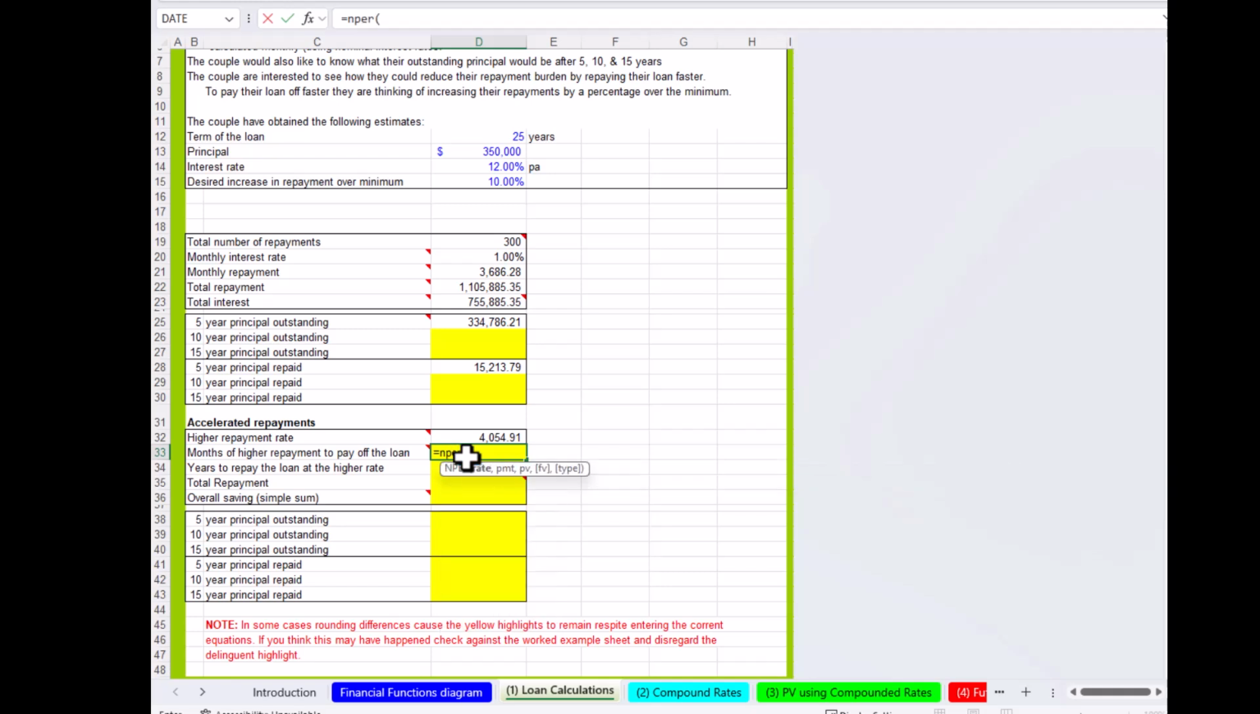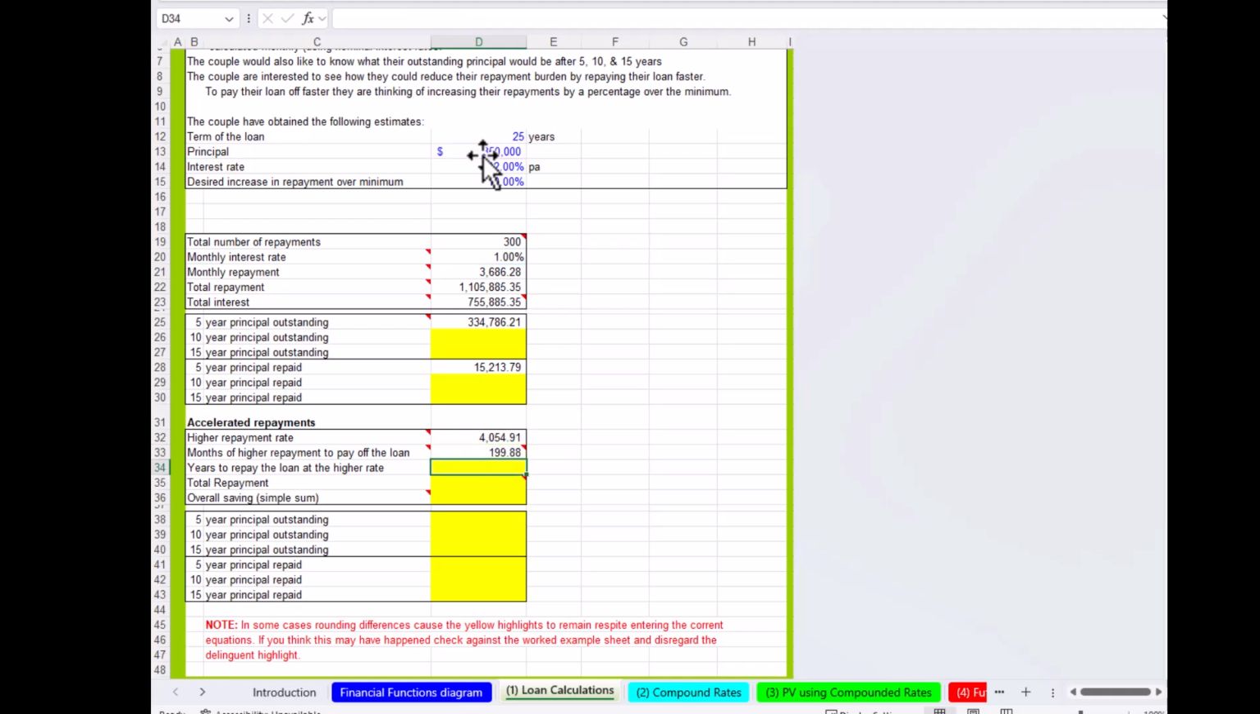Let's do that. NPER, open brackets, and it's a function that looks fairly similar to the PV function, except that you'll find, looking closely, the parameters are a little bit different. I'm still going to have the rate. In this case, I'm going to have the payment. I'm going to put a negative sign in there to say that it's a negative amount of money. The PV is still the $350,000, and with that I should be able to close that out.